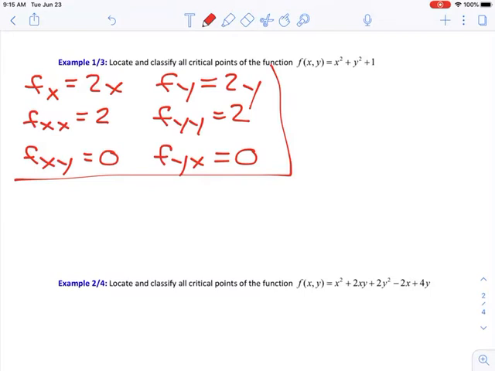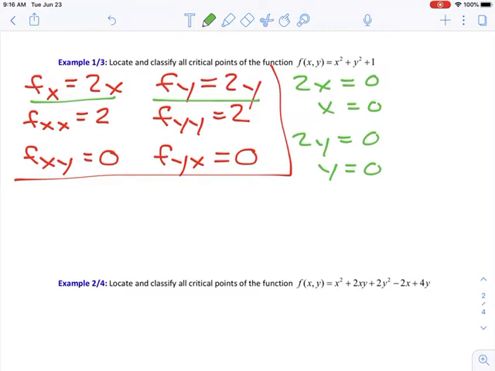Now what we need to do is find the critical points. To find the critical points, we take the first derivatives and set them equal to 0. If we take 2x and set it equal to 0, we get x equals 0. Take 2y, set it equal to 0, we get y equals 0. So that's pretty easy, actually. We found x and y already. So we know that there is a critical point at the point (0, 0).